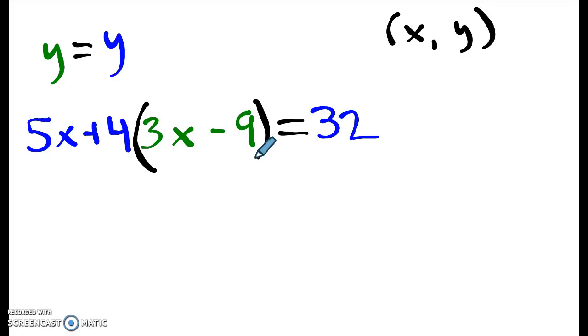And you might be sort of wondering, okay, Mr. Don, why are we doing this? Now I just have this really ugly looking equation. And that's true, but the nice part about it is, ugly as it is, it's a single equation with a single variable in it, which means we can solve it. So go ahead and solve it.